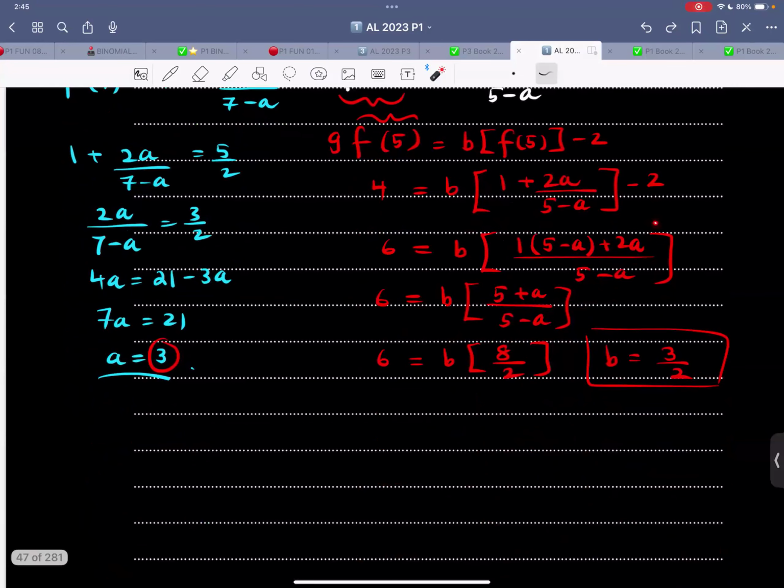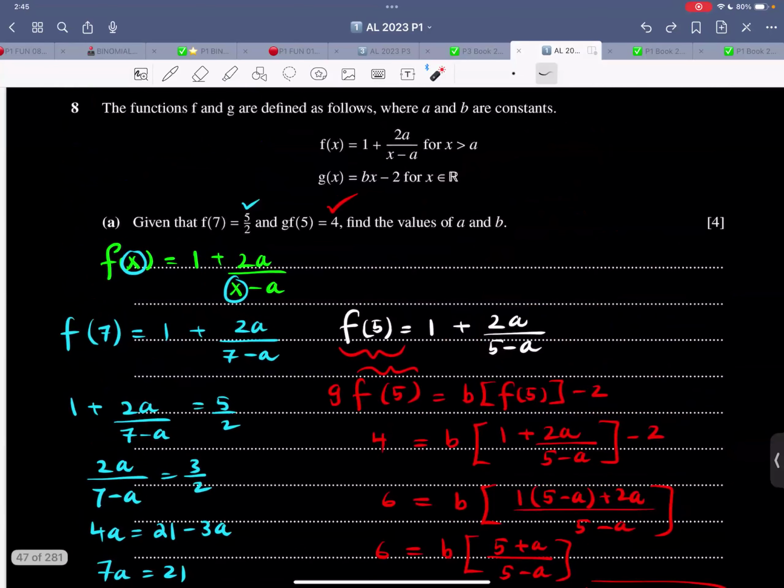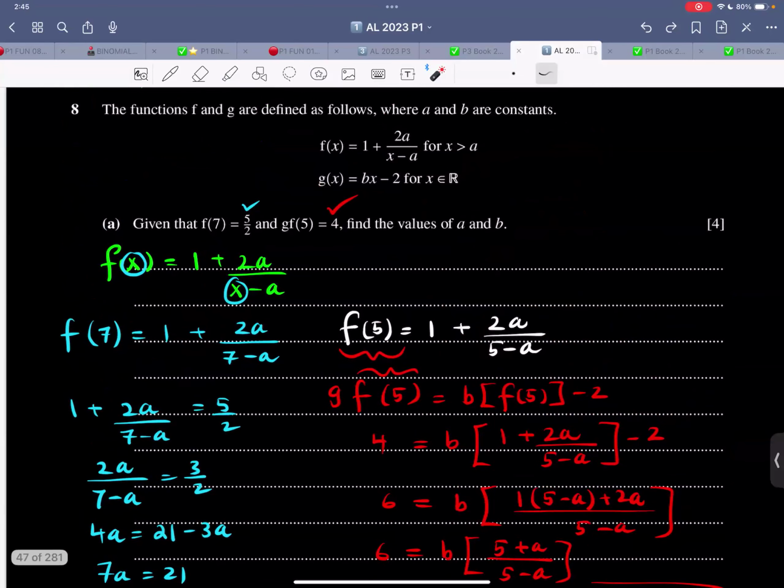And at this point, I substituted the value of A equals 3. So I found the value of B, which is 3 over 2. So A is 3 and B is 2. Therefore, f(x) is this reciprocal function, which is 6 over x minus 3, for x greater than 3. That is f(x), and it will be used on the next page.